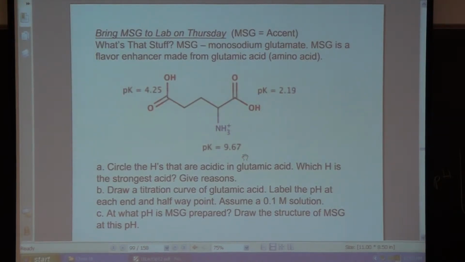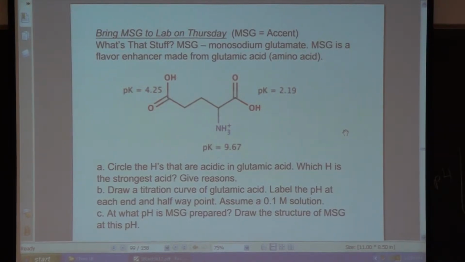Now, of these 3 protons, which hydrogen is the strongest acid? In other words, which one is most easily donated? And why did you choose the 2.19 as opposed to the 4.25 or the 9.67? Yeah, so note that the smaller the pKa, the bigger the Ka is going to be, so this is going to be the strongest. This is the one most easily lost. Which one is the weakest acid? Yeah, so this is going to be the weakest one.